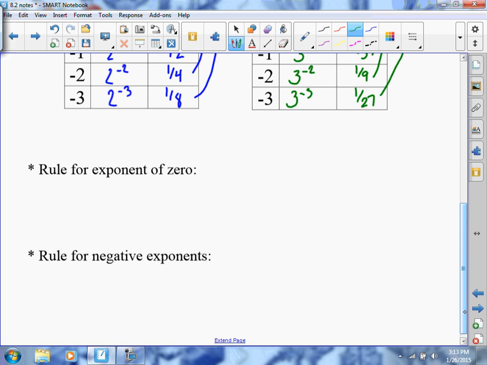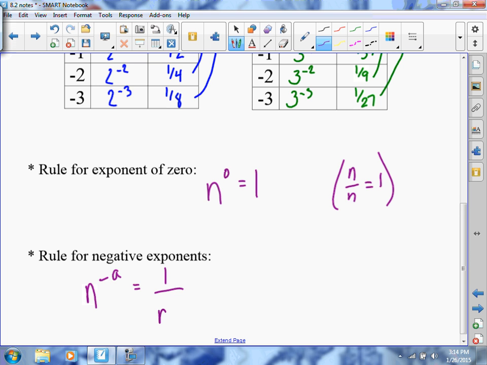There are a couple of different rules that we noticed as we were going through that chart. Anytime we have a number that's raised to a power of 0, that's always going to equal 1. It's like taking that number and dividing it by itself. And when we have a negative exponent, let's say negative a, that's the same thing as doing 1 over n to the a power.